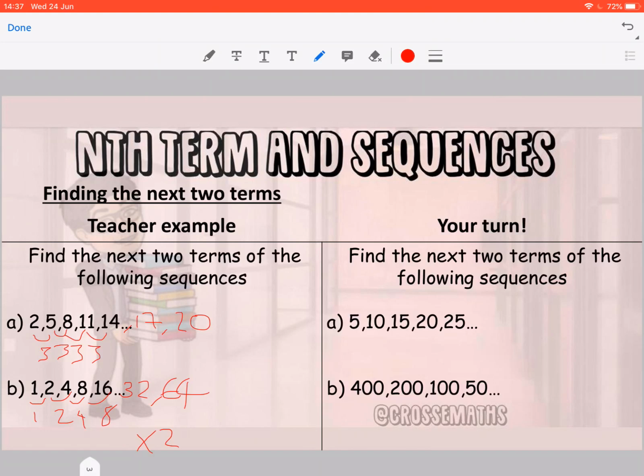What I'd like you to do is pause the video, write those examples down, and have a go at the ones on the right hand side that say your turn.